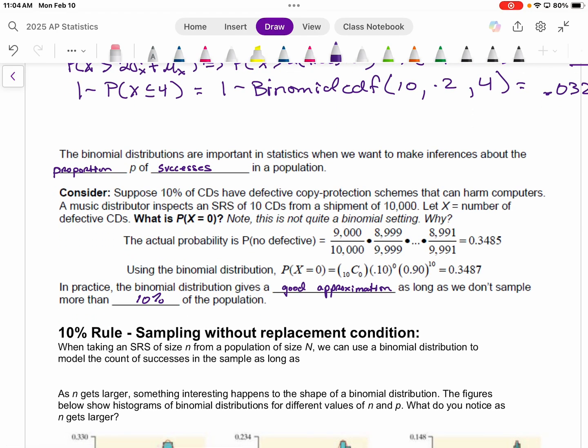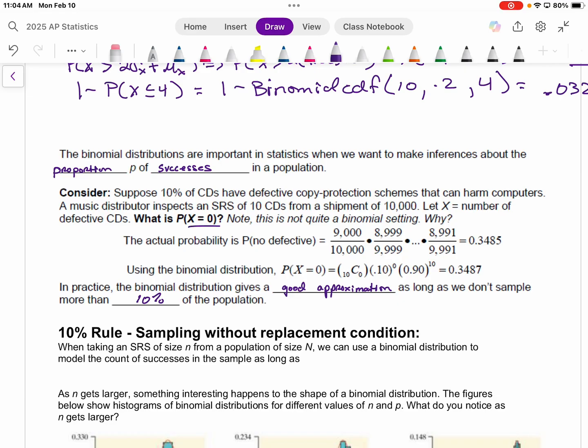They said, suppose 10% of CDs have defective copy protection schemes that can harm computers. A music distributor inspects a simple random sample of 10 CDs from a shipment of over 10,000. Let X be the number of defective CDs. What is the probability that X equals 0?